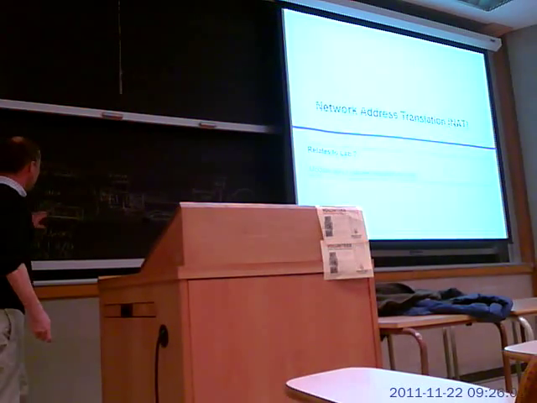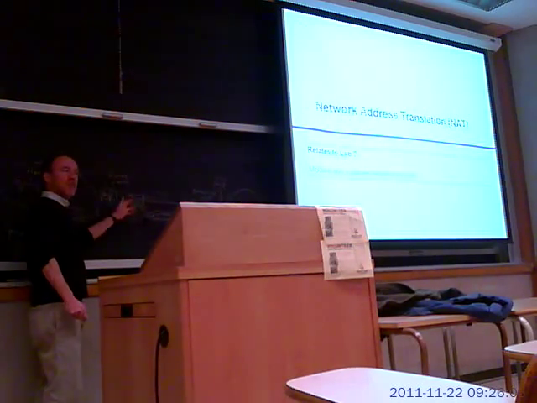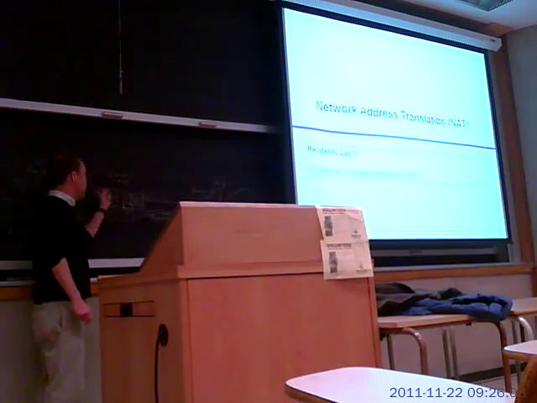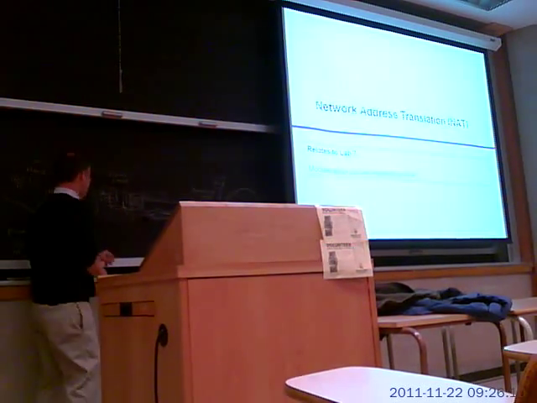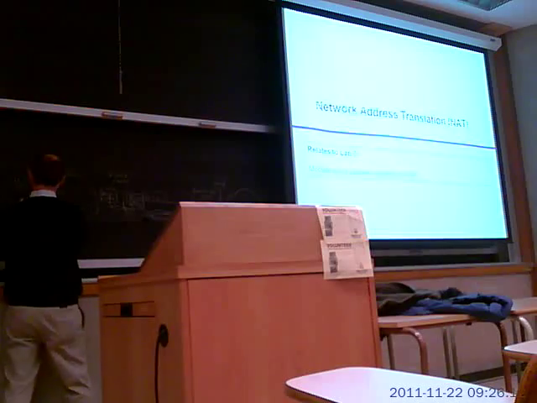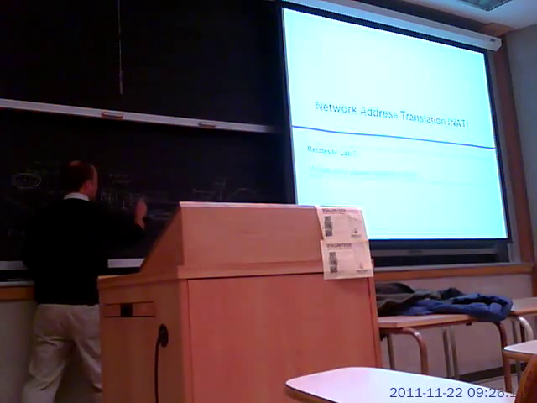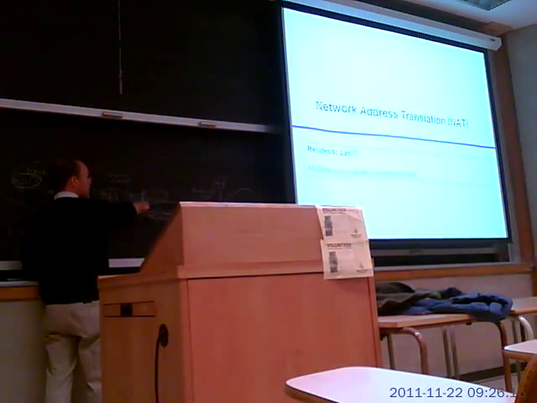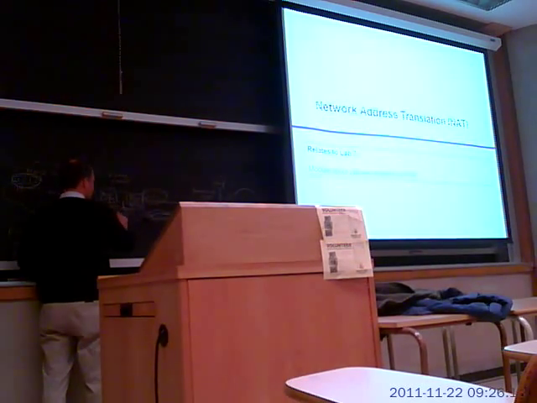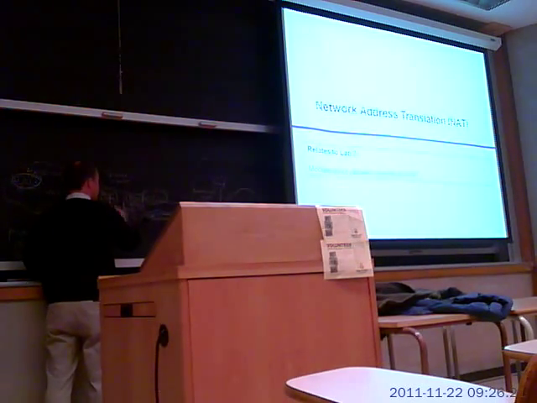Anyway, so that is what your home router does. It's a DHCP server to the inside, DHCP client to the outside. It also performs this translation of addresses from here into something that maps into the outside. This is the network address translation.